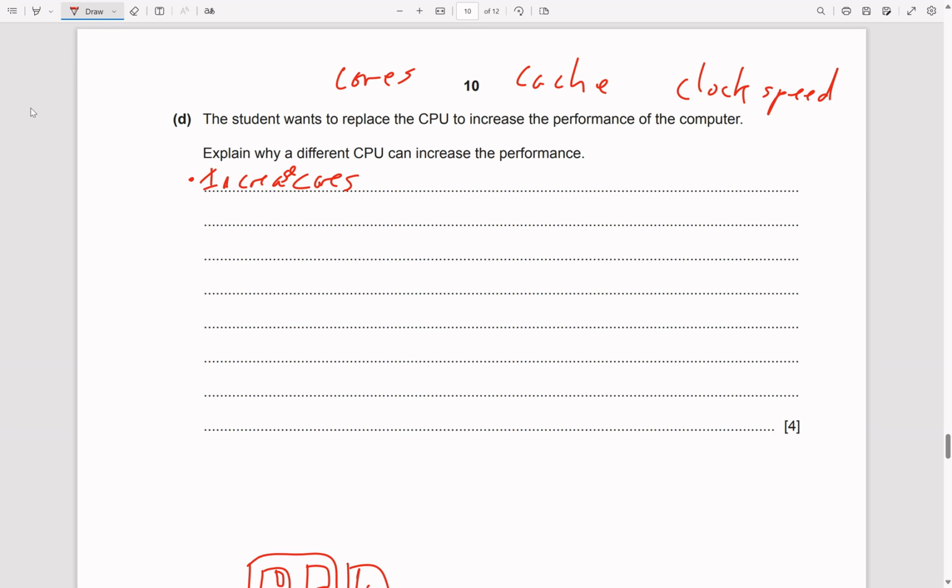So let's just write that. Increasing cores means we can simultaneously execute multiple instructions. So we can run multiple processes at the same time.